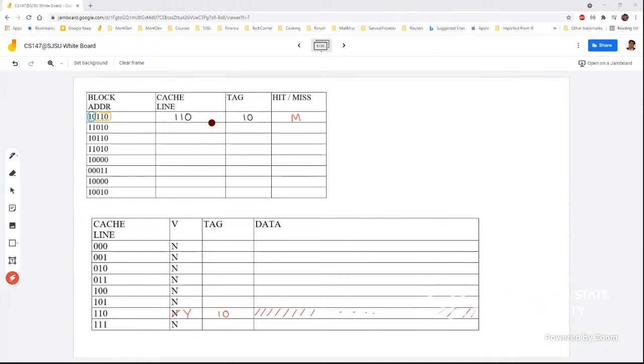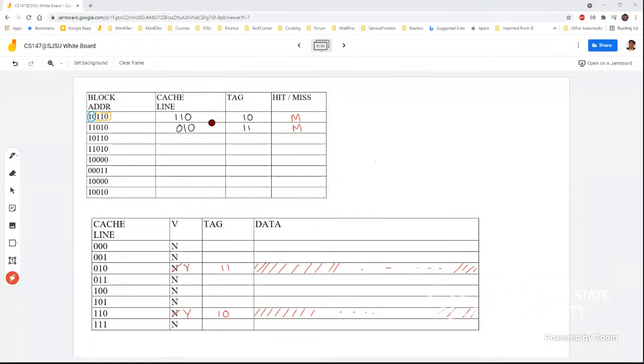Now the next operation: similarly we can write down that my cache line would be 010 and the tag is 11. We go to that cache line 010 and see that the valid bit is not set, so that's a miss, and we need to bring the data onto cache line 010. So we bring the data there, store the tag 11 there, and make the valid bit set.